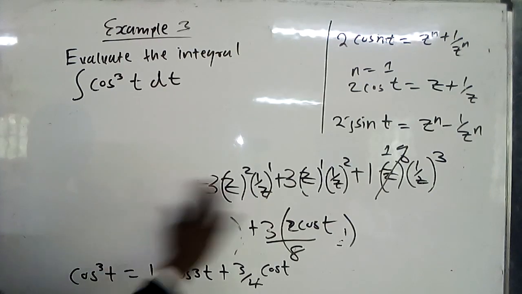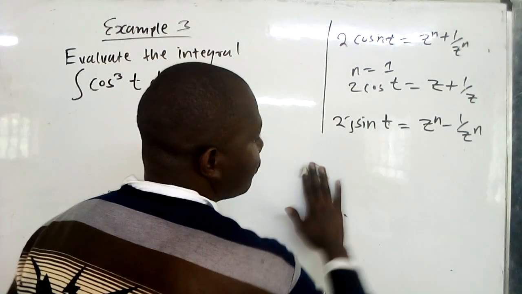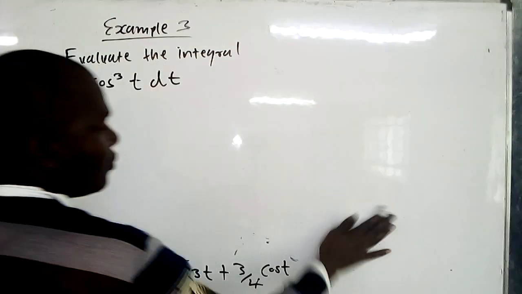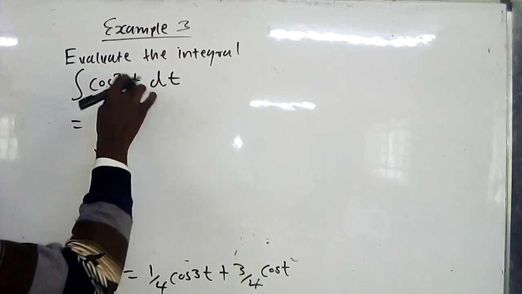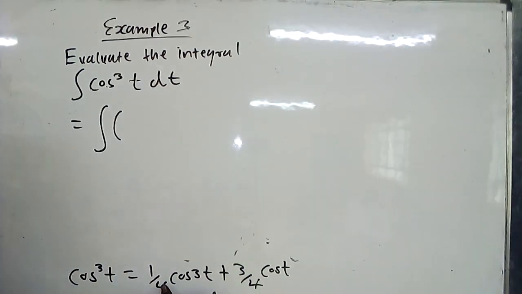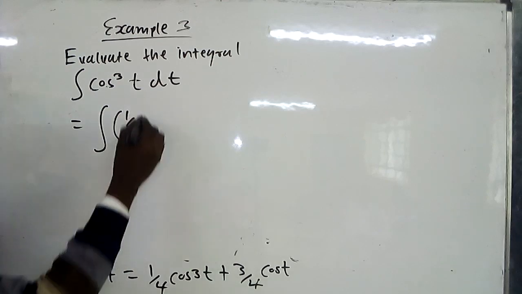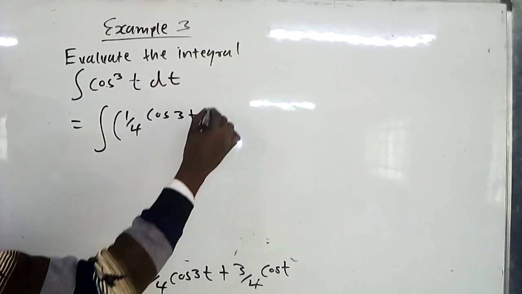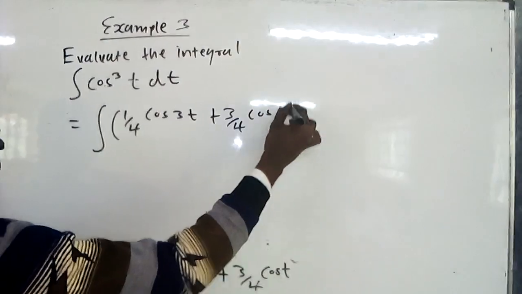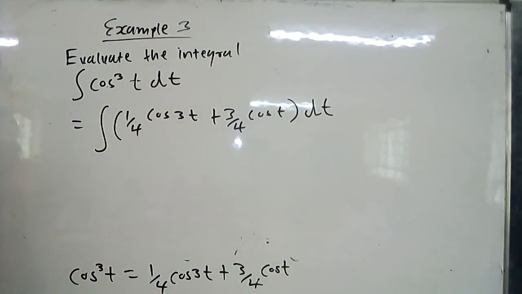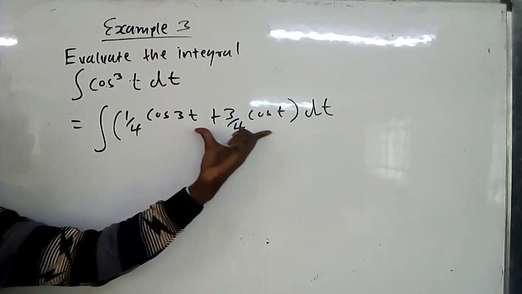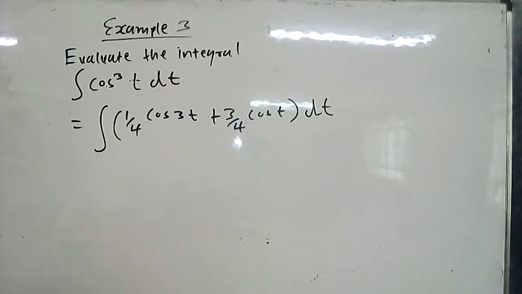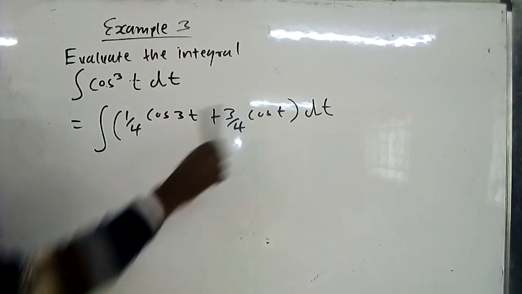So you come back to your integration. You found this is the same as where there is cos cubed t, you put the value of cos cubed t, which is the same as 1 over 4 cos 3t plus 3 over 4 cos t dt. Are you seeing that? So you found the value of cos cubed t is the same as this using the Moivre's theorem, isn't it? Are we together? So you've now gotten rid of the power, so you can integrate.